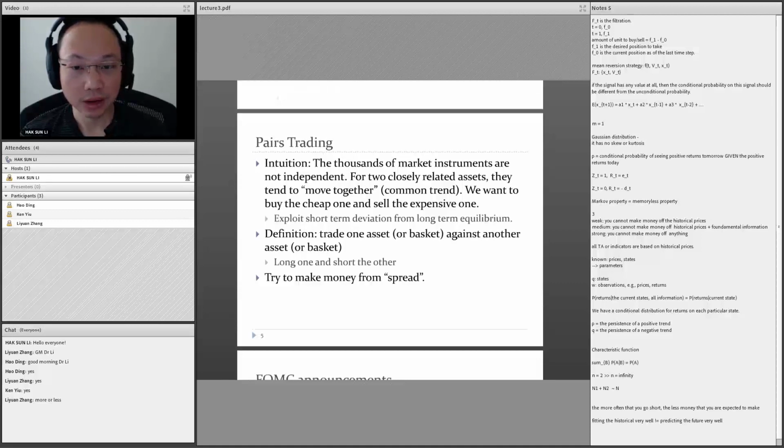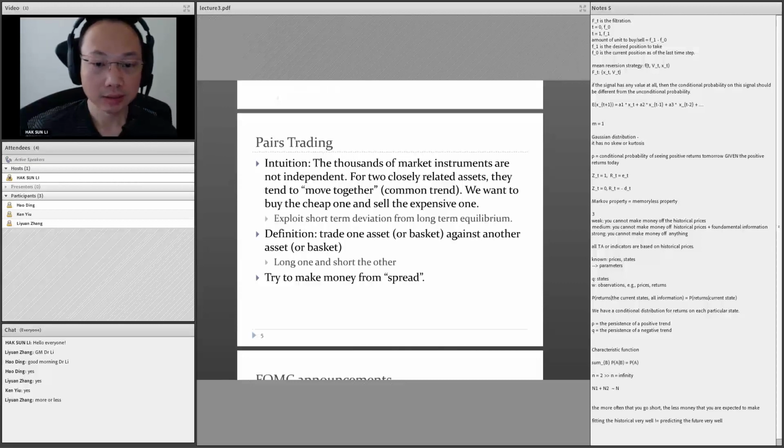Okay. So the definition of pairs trading is usually you buy one asset and sell the other one, but it doesn't have to be true. I mean, basket trading is a generalized concept of pairs trading. So essentially, you will be buying a few assets and then you are selling a few others. So basically, you buy one basket and you sell the other basket, and the composition of the basket can change over time. The idea is that you try to make money from the spread, and we're going to define what a spread means. Okay.